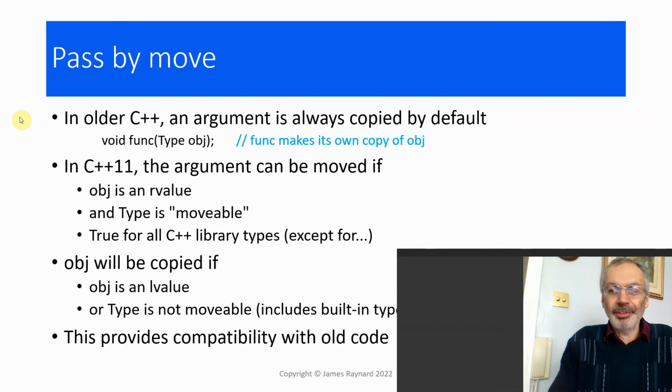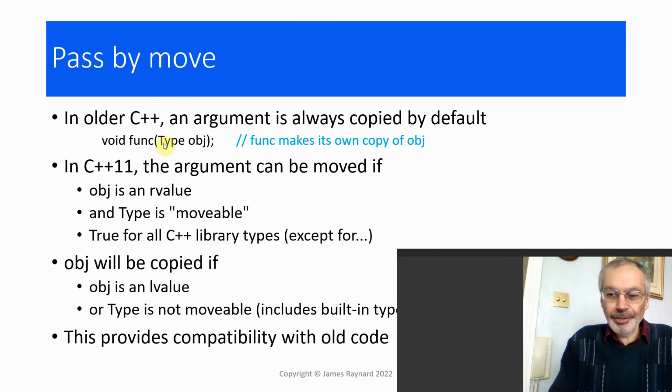In C++, we so far know about pass by value, pass by reference, const and non-const, and pass by address. In C++11 we also have pass by move, and this actually uses the same syntax as passing by value. If you write something like this in older versions of C++, this is always pass by value. The argument object is copied into the function. So the function has a local variable which is a copy of the argument that was passed to it. If you use the same syntax in C++11, the object may be moved into the function.